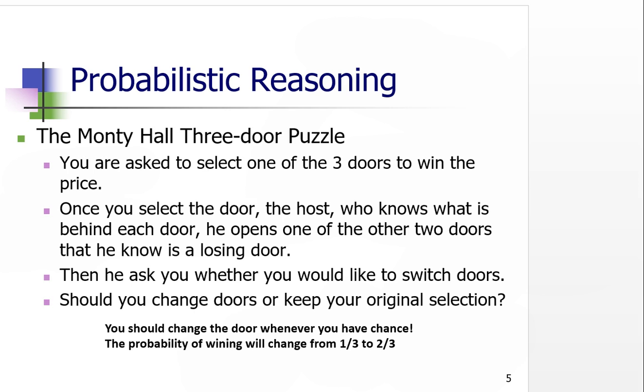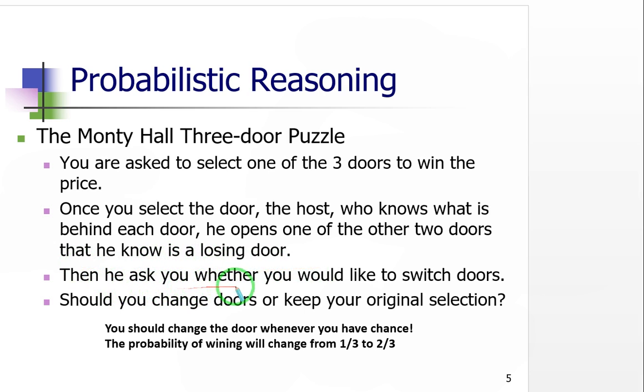Let's come to another example. In another example, you get a probabilistic region, the Monty Hall 3-door puzzle. So you are asked to select one of the 3 doors to win the prize. How many doors? 3 doors, one of the 3, so it means 1 over 3 probability. Once you select the door, the host, who knows what is behind each door, opens one of the other 2 doors. So 2 by 3, because in total we have 3 doors and 2 doors are going to be opened, so it can be 2 by 3 that he knows is a losing door.